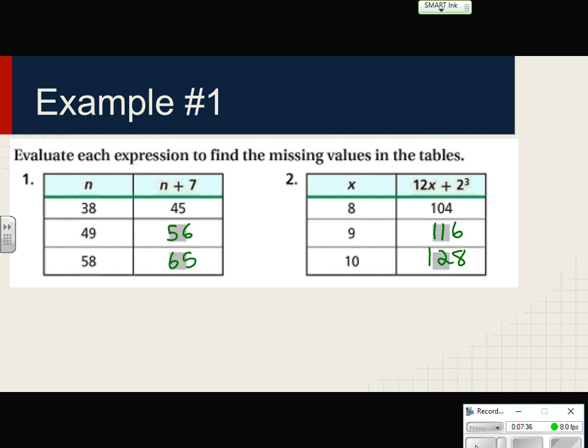So hopefully your tables look like this with the same answers in your notebook. If they do, give yourself a big pat on the back. You did a good job. If not, make sure you come and see me so I can try to help you.